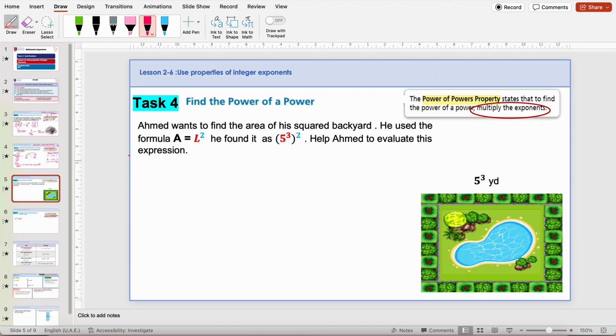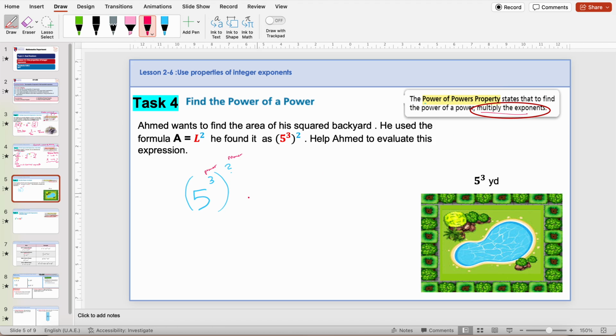Now let's move to a different idea. The fourth rule, it's called power of power property. It's clear from the name, since it says that power of power, so I'm expecting to see double power. So as you can see here, 5 to the power of 3, all of it to the power of 2. So I have 2 powers. The property says that if you have power of power, this is a power and this is another power.